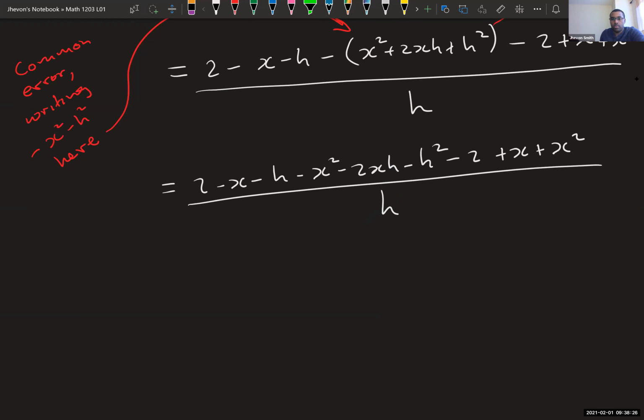I would simplify the top row and just cancel out what you can. Right, simplify. The negative x with the positive x. So we have a 2 and a negative 2. So that dies. The negative x kills the positive x. The negative x squared kills the positive x squared. Right?